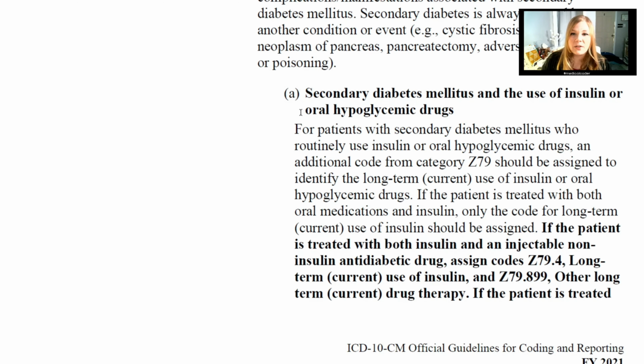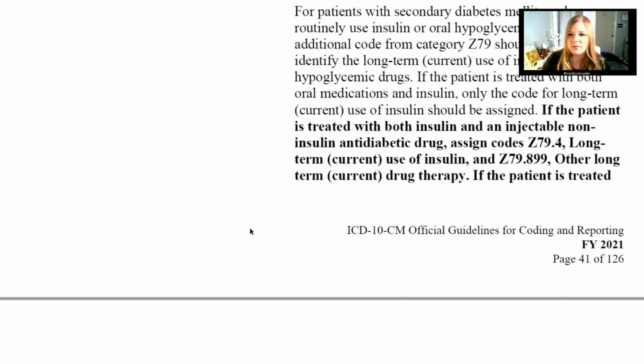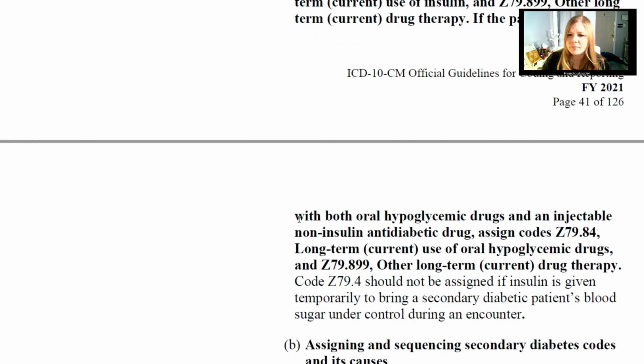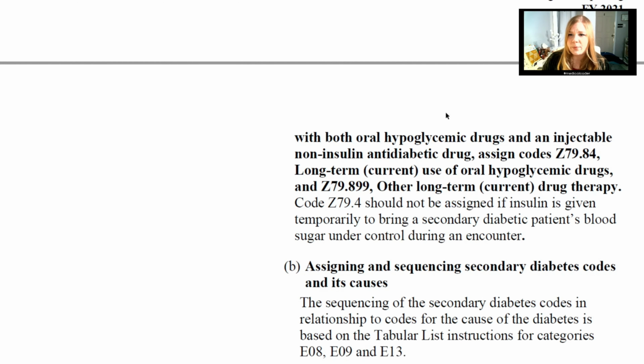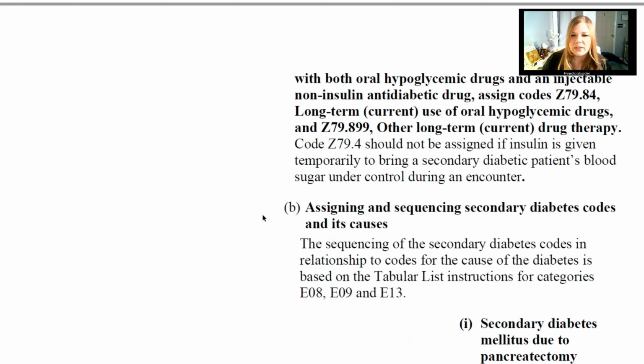And then this category here, the secondary diabetes mellitus and the use of insulin, is basically the same as the primary one, so Z79, to identify any long-term or current use of insulin or oral hypoglycemic drugs. It talks about if they're using the oral medication and insulin, and if they are using insulin and injectable non-insulin, and then the oral hypoglycemic and injectable non-insulin. So these are the same codes as the other one. And again, it also says code Z79.4 should not be assigned for temporary bringing down of a patient's blood sugar levels with the use of insulin.